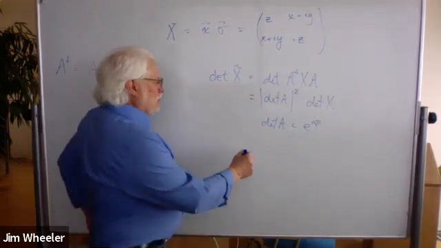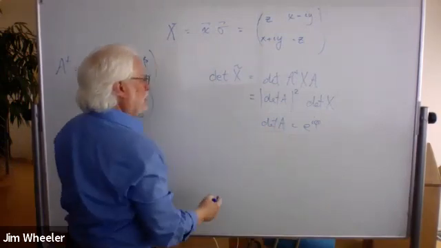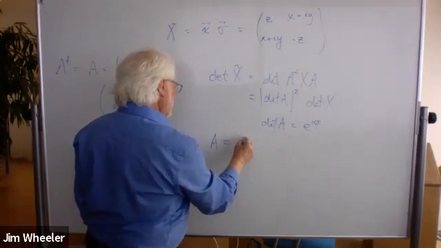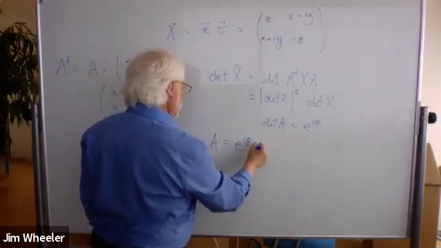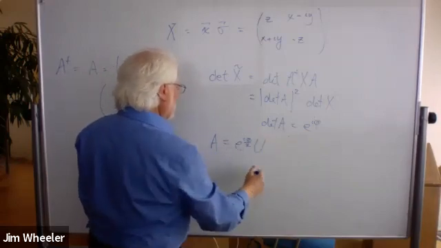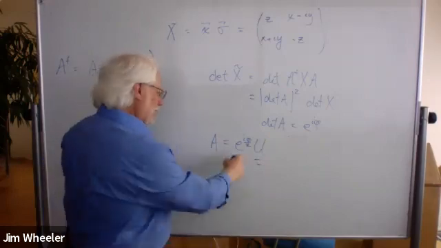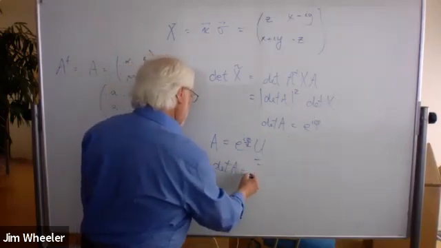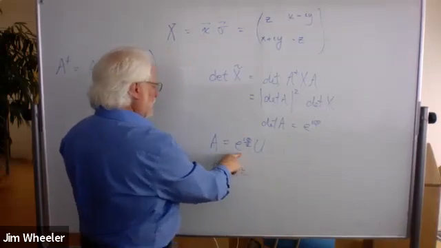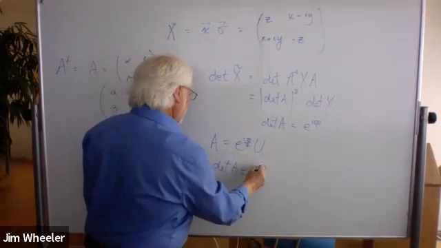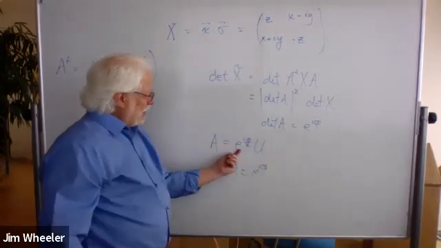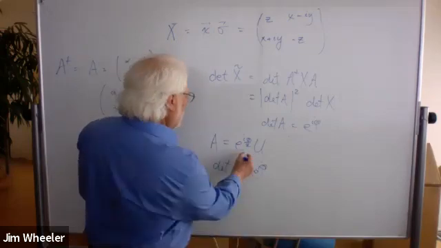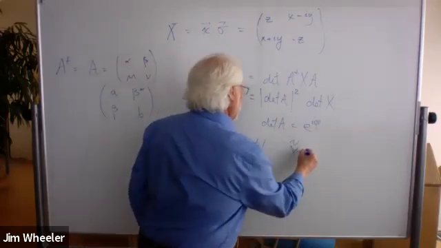So the determinant of a has to be a phase, but I can write a as a phase, probably over 2, times some transformation where the determinant of u is 1, and the determinant of this is then going to be the determinant of u times this factor squared, e to the i phi. So anything with determinant e to the i phi can be written as the product of a phase times something with determinant 1.